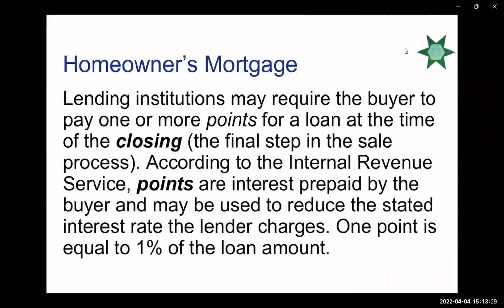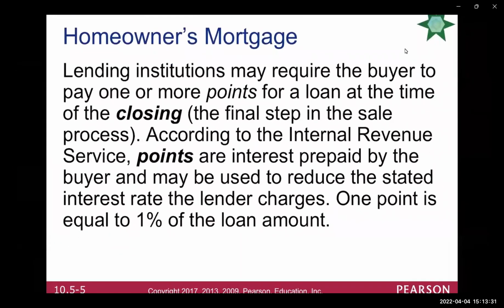Lending institutions may require the buyer to pay one or more points for a loan at the time of closing. So they call them closing costs, and they're called points. So if it's 1 point, that's 1%. If it's 2 points, that's 2%, so on and so on. Each point represents a percent. The final step in the sale process.